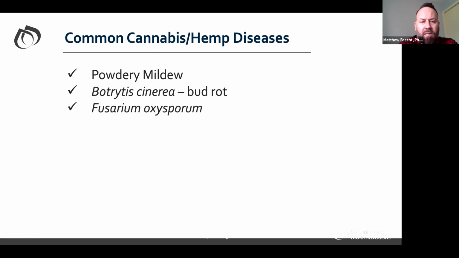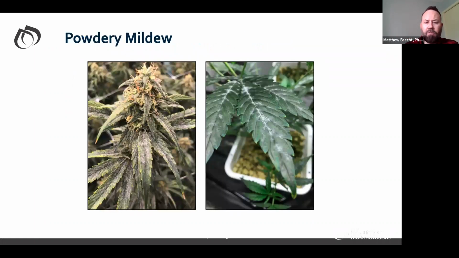Okay, we can go to the next slide. So the first slide here is powdery mildew. Obviously, you see the mycelium on top of the leaf. It's on top of the leaf, not the underside of the leaf. So it's different than insects, which are typically underneath the leaves. And powdery mildew in cannabis pretty much starts off in the late veg, early flower, and then sort of progresses through there.